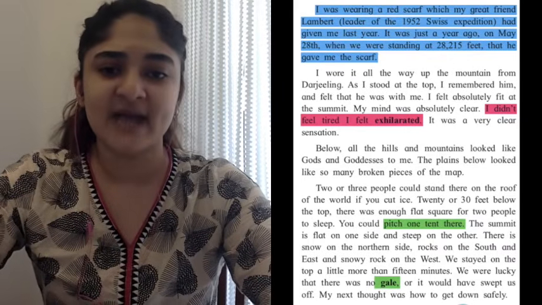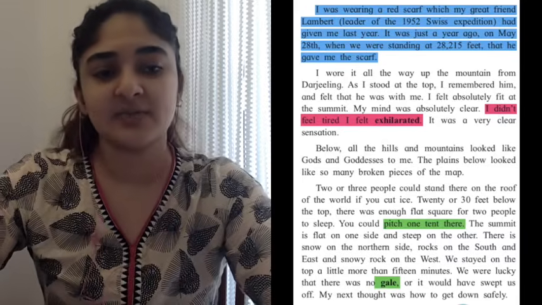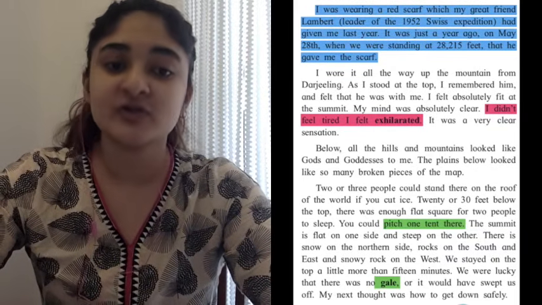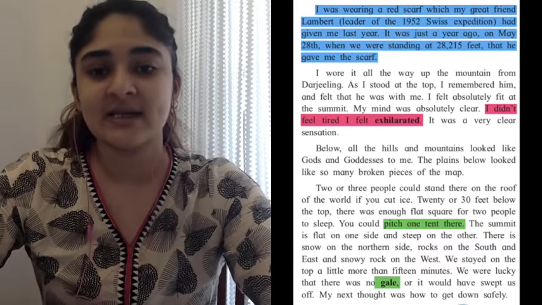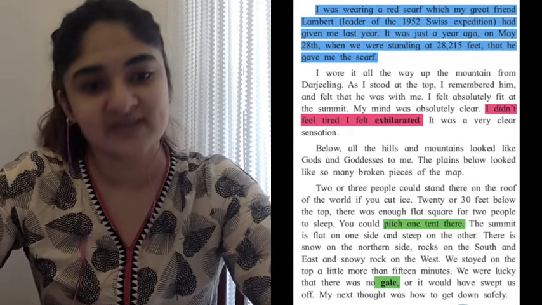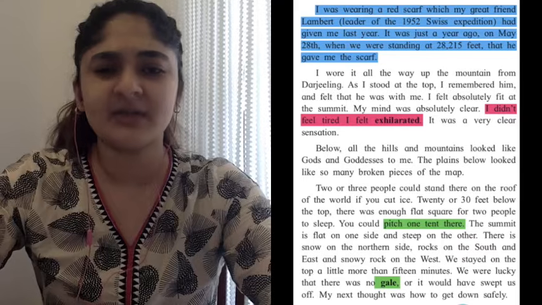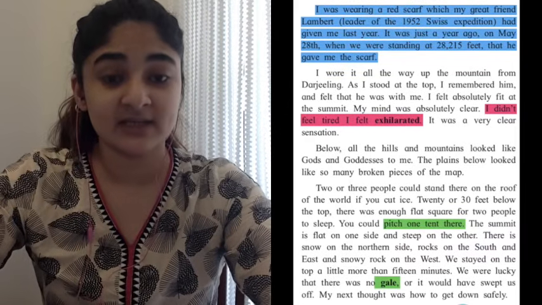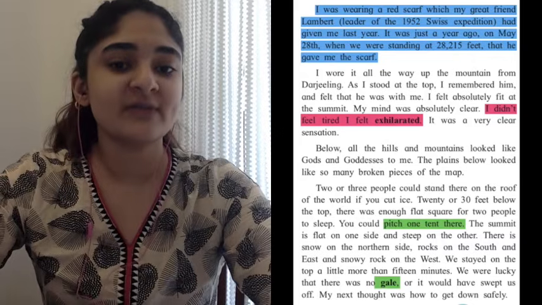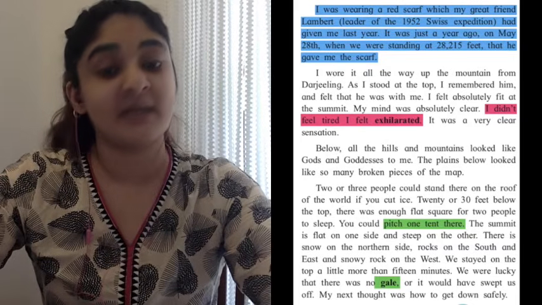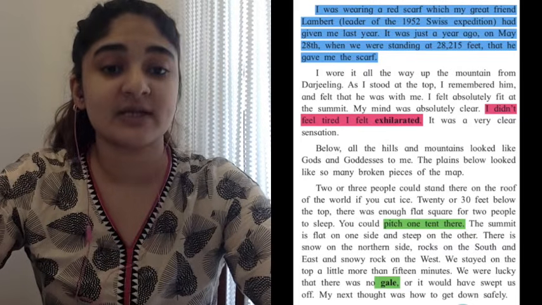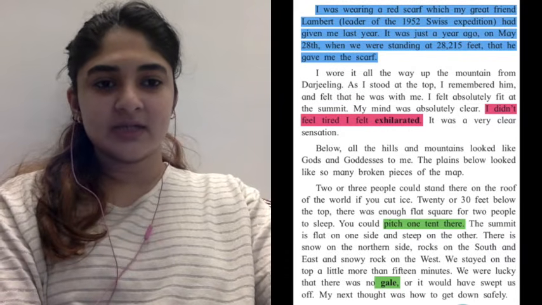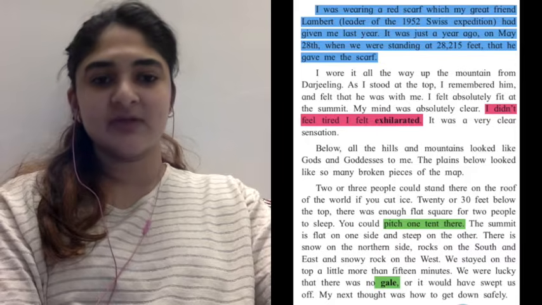The summit is flat on one side and steep on the other. There is snow on the northern side, rocks on the south and east, and snowy rock on the west. We stayed on the top a little more than 15 minutes. We were lucky that there was no gale, or it would have swept us off. My next thought was how to get down safely. This part is very clear, self-explanatory, but we'll go through it once.